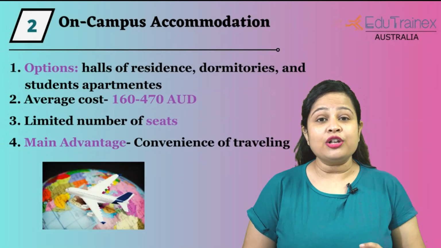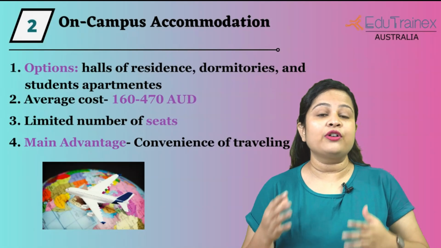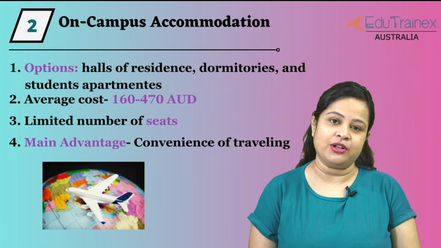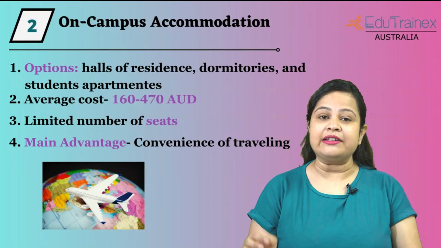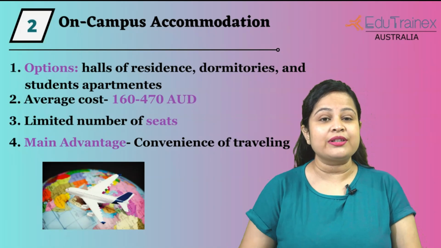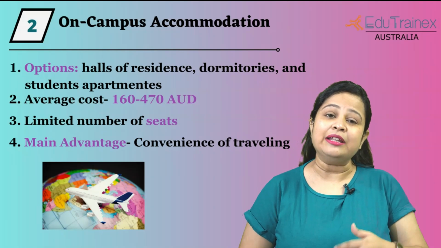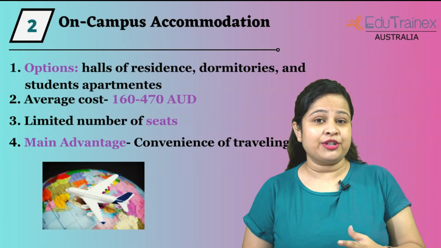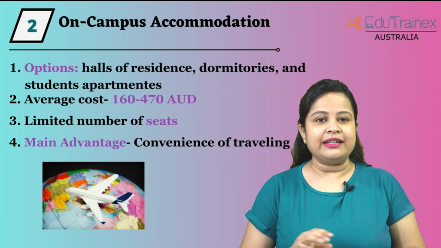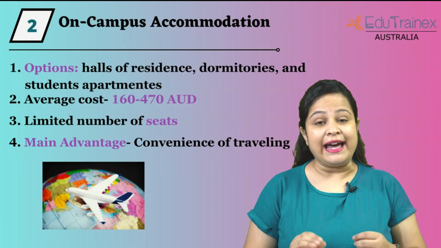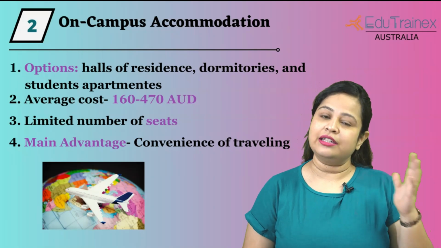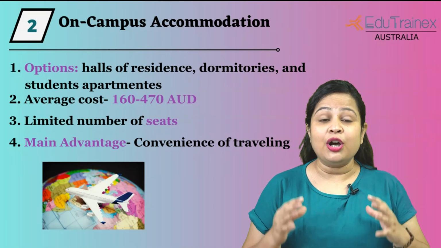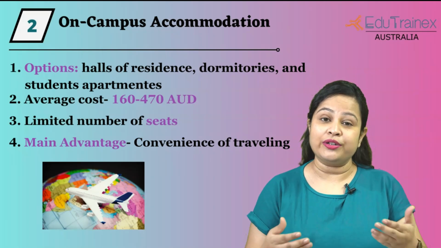So the average cost, or you can say the weekly cost, for on-campus accommodation is around 160 to 470 Australian dollars. Now, this price will vary depending on the lodges, studios, single room, twin sharing and number of meals you have opted for. And if you are planning to go for on-campus accommodation, then keep in mind that there are a limited number of seats and this availability differs with each college. Do make sure you collect adequate information about each on-campus accommodation you are going for.